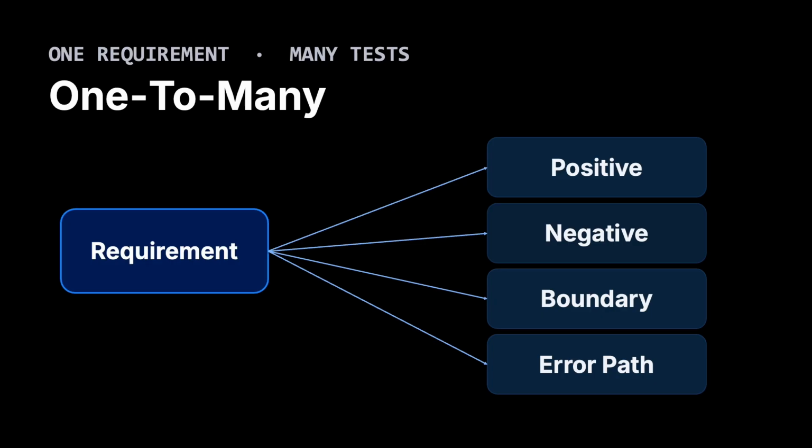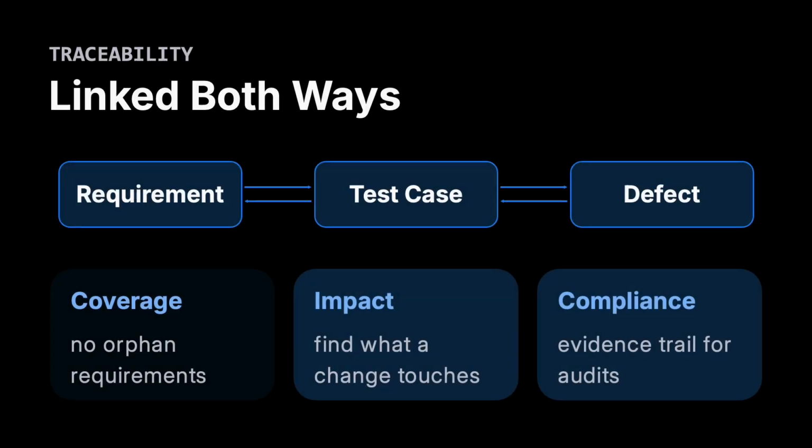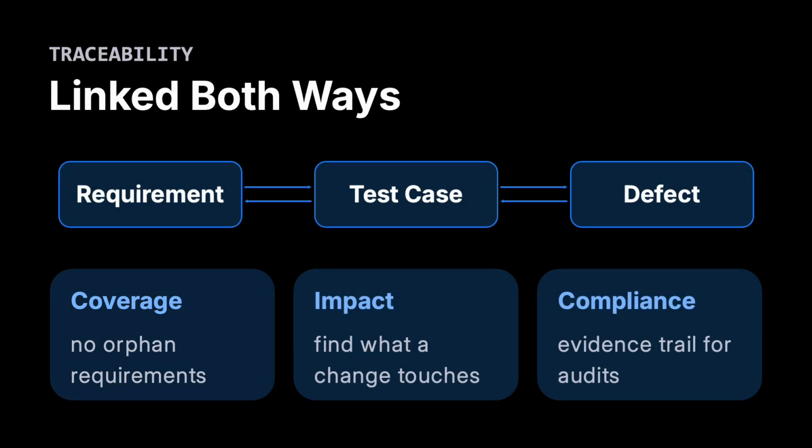Traceability ties that together. Every requirement should have at least one test case. And every test case should reference a requirement. This linkage is bidirectional, and it lives in the test management tool or in the requirement management tool. That is what enables coverage checks, impact analysis, defect analysis, and compliance evidence.